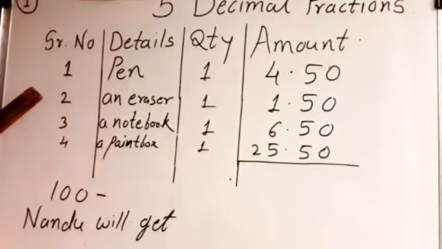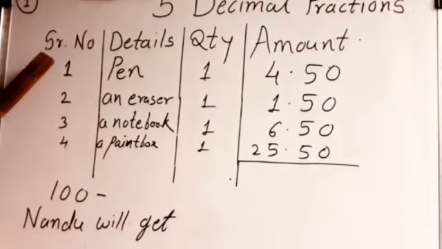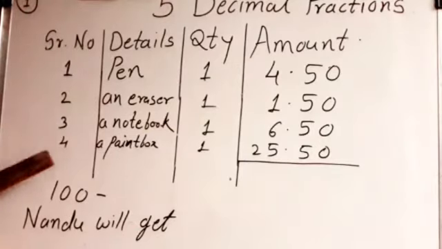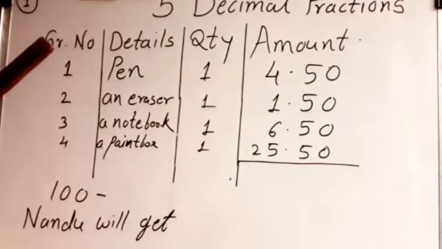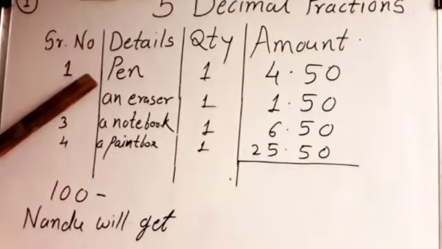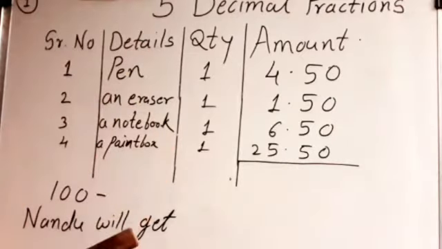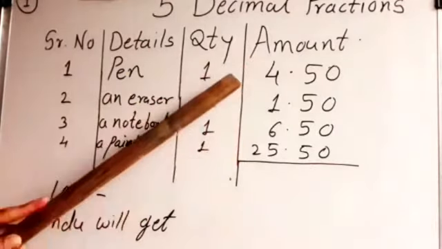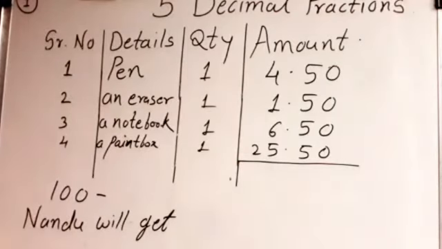Okay. So how to prepare a bill when we go to a shop and buy 3 to 4 things, then the shopkeeper gives us a bill like this. In that bill, the first column is the serial number, means 1 2 3 4, how many items we buy. Next is the details, details means what things we buy. Then quantity, how many we brought, and amount means what is the price of that thing. Okay, so here I have written, you look very carefully.